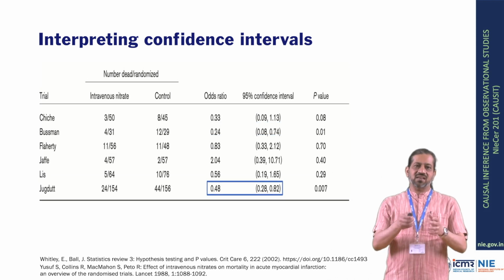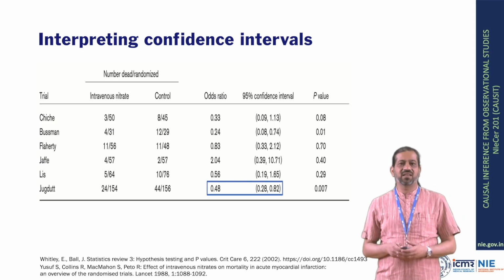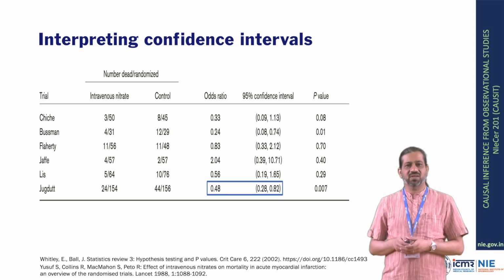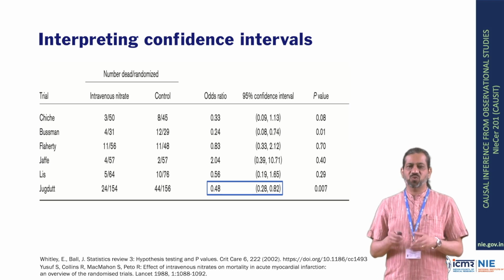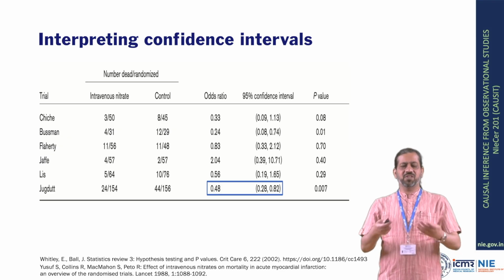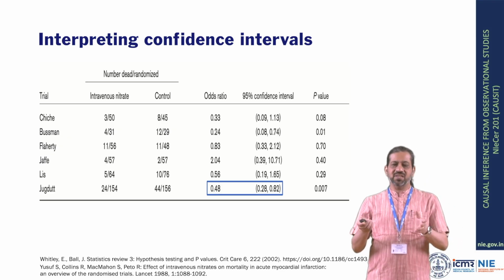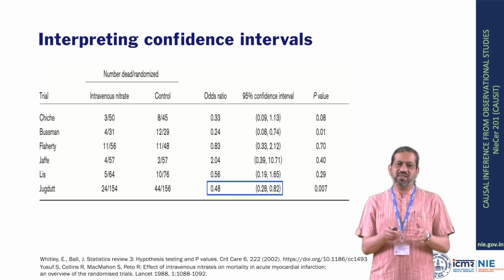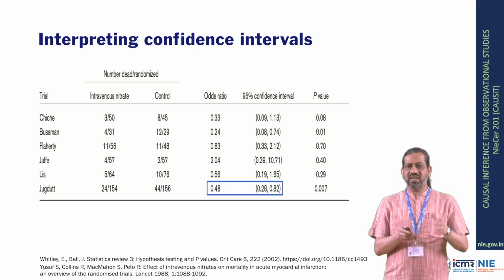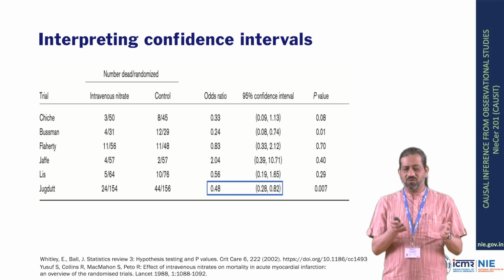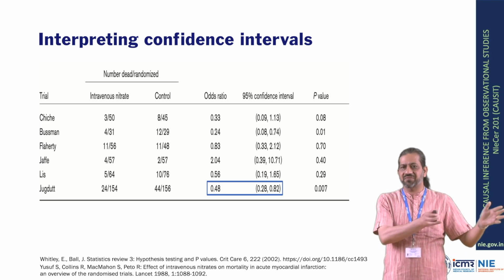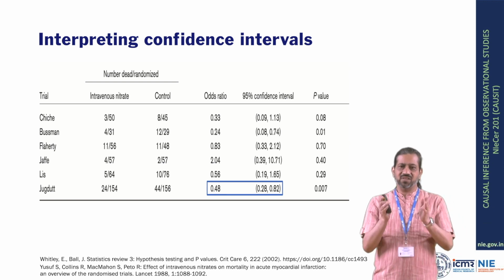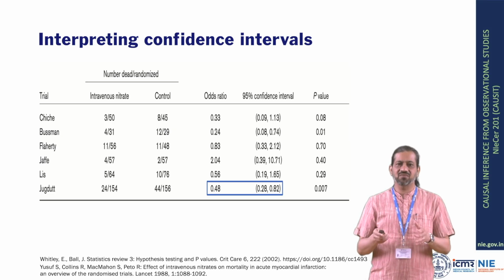Now, if we look at the last trial in this list, the Jagpat trial, the odds ratio for the effect of intravenous nitrate on mortality among acute MI patients is 0.48, reflecting almost a 50% reduction in mortality. The confidence interval here is 0.28 to 0.82, indicating a reduction in mortality between 18% and 72%. Of course, all of it is towards the left side of the null value of 1, does not include 1, and the confidence interval itself is relatively narrow.